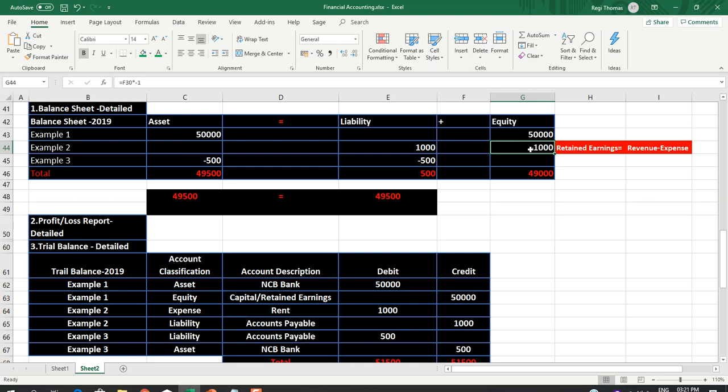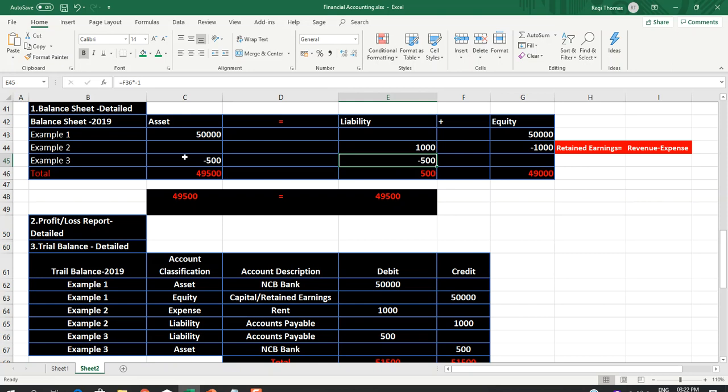To balance this in the balance sheet, the retained earnings formula is revenue minus expense. So here an expense is incurred, so revenue 0 minus 1,000 will be minus 1,000 real. Another one is example 3, that means you paid something to your supplier. So your asset, the bank, got deducted by some amount, and your liability also reduced.